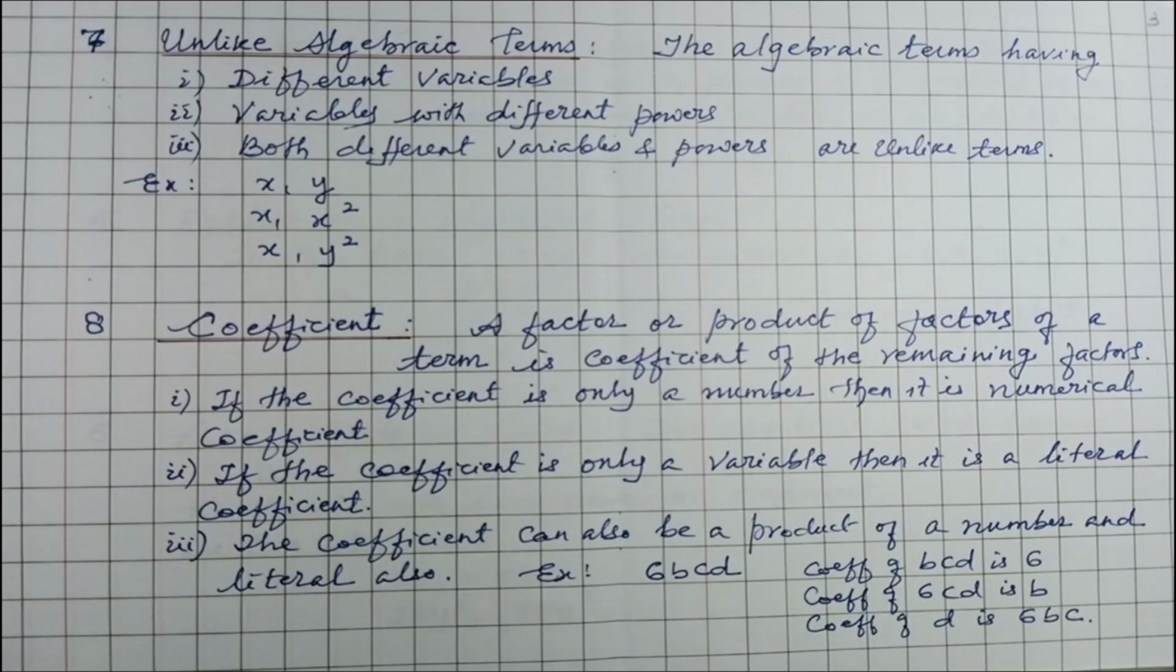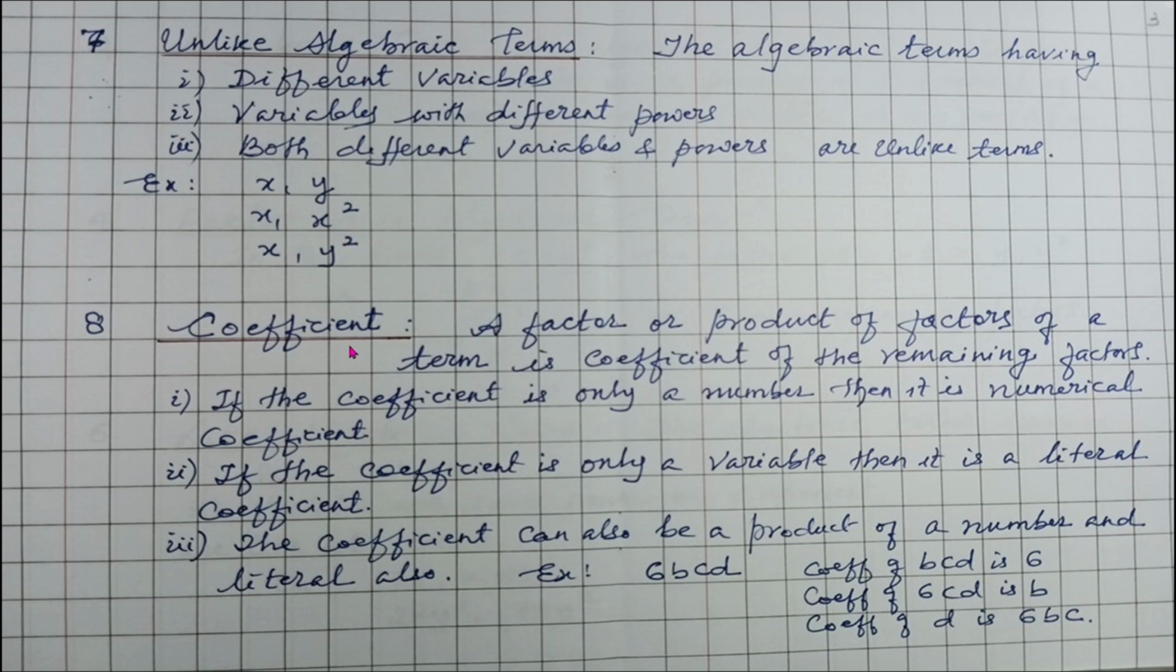Now unlike algebraic terms: the algebraic terms having different variables with different powers, or both different variables and powers, are called unlike algebraic terms. Now if you look here, x and y are different variables. x and x square have the same variable but the powers are different, and therefore they are unlike. x and y square, both the variables are different and also the powers are different, therefore they are unlike algebraic terms.